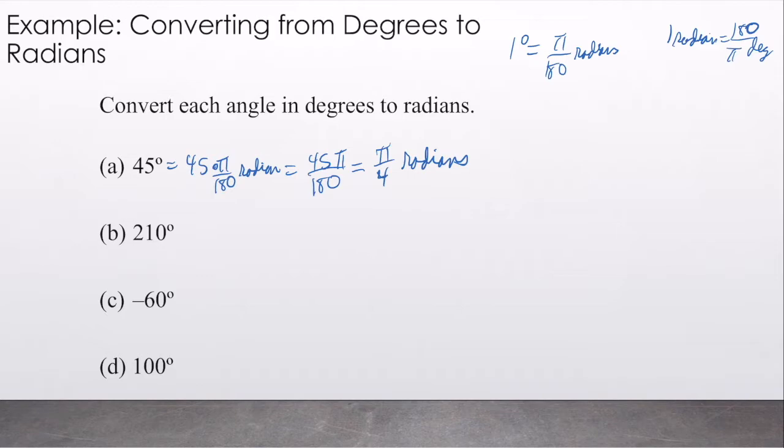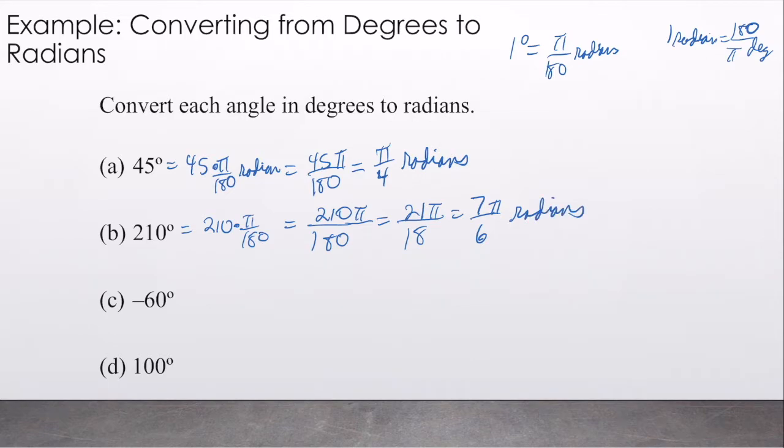So if I have 210 degrees, that's 210 times pi over 180, which gives me 210 pi over 180, which gives me 21 pi over 18. And then I see, okay, they're also both divisible by a factor of 3. So I get 7 pi over 6 radians.